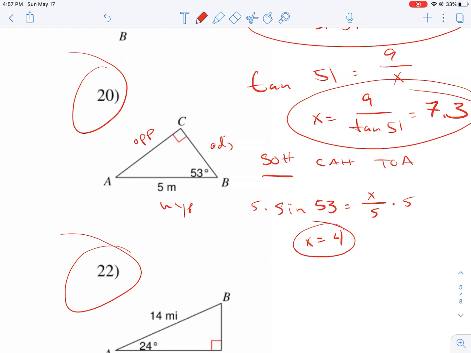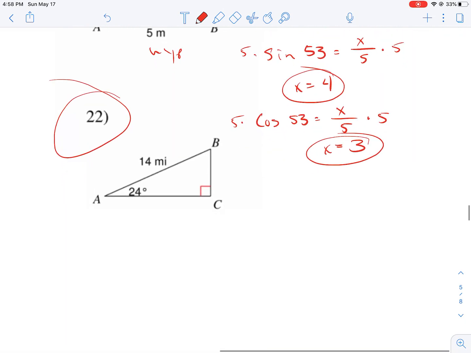Okay, so the last one we need to find is the adjacent side. So let me mark this in here. It's going to be 4. So our adjacent and hypotenuse, that involves cosine. So the cosine of 53 is equal to x over 5. So again, I multiply both sides by 5. So you get x is equal to the cosine of 53 times 5, which is 3.000. So rounded to the nearest tenth, 3. 3, 4, 5, Pythagorean triple.